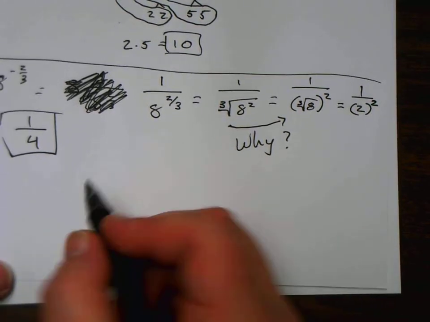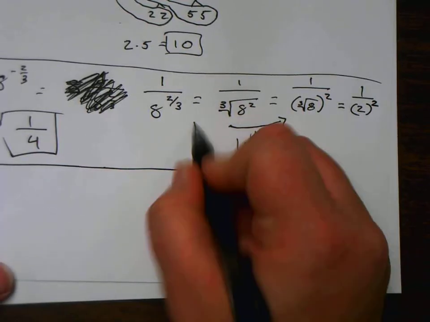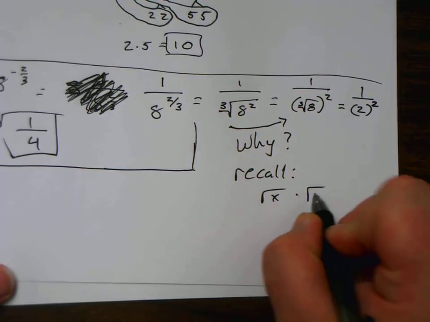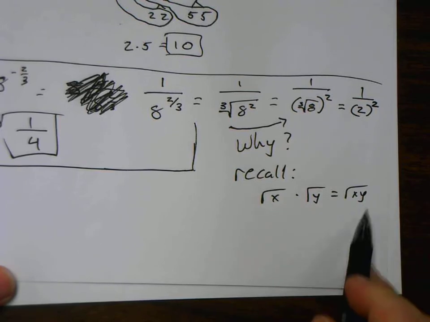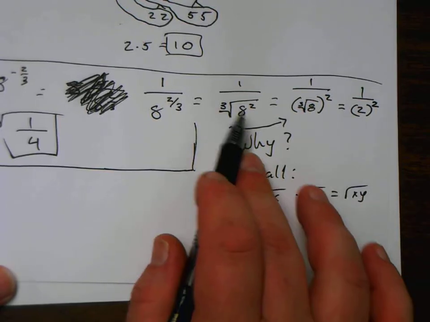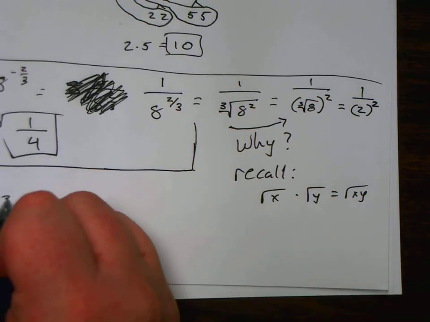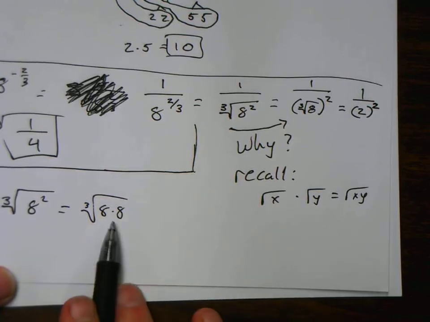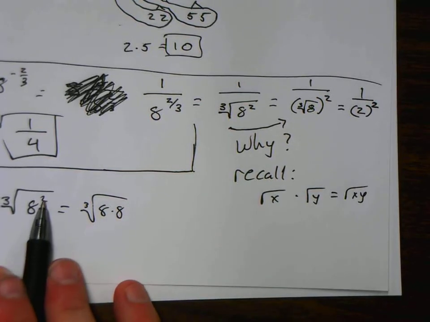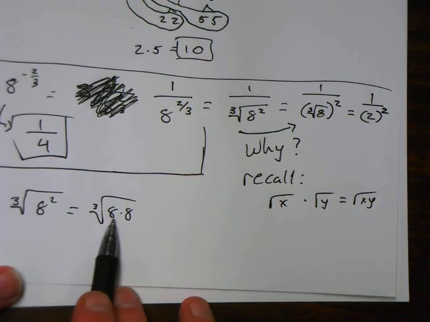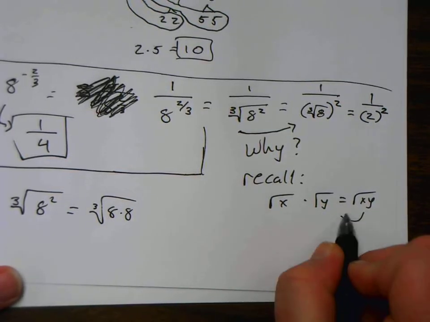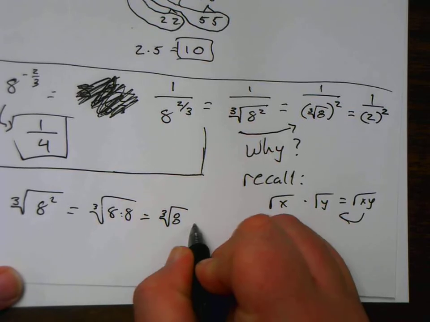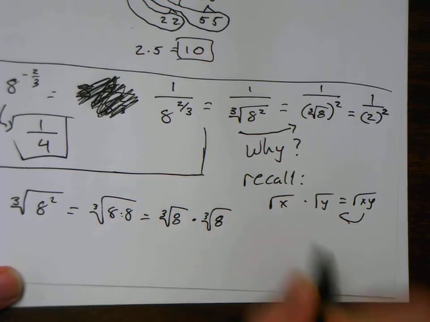Now, I want you to recall that the square root of something times the square root of something else is the square root of those things being multiplied together, right? So I can really take a look at this. The cube root of 8 squared really is the cube root of 8 times 8. 8 squared is the same thing as 8 times 8. Well, now I have something times something. So now I'm going to go this direction. I'm going to split this up into the cube root of 8 times the cube root of 8.